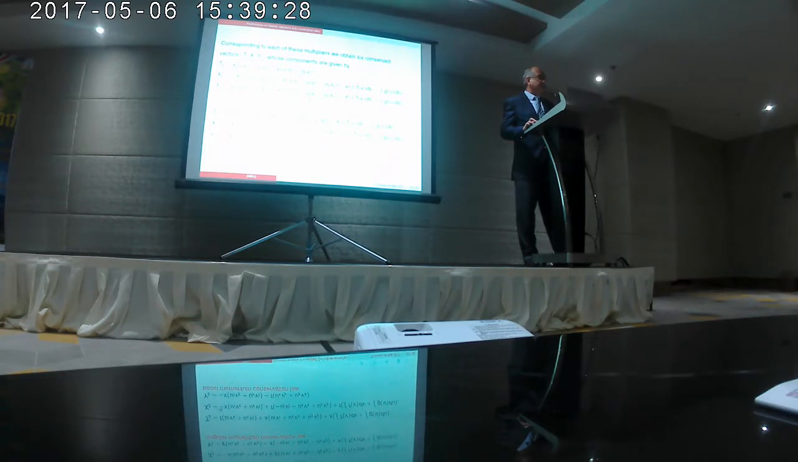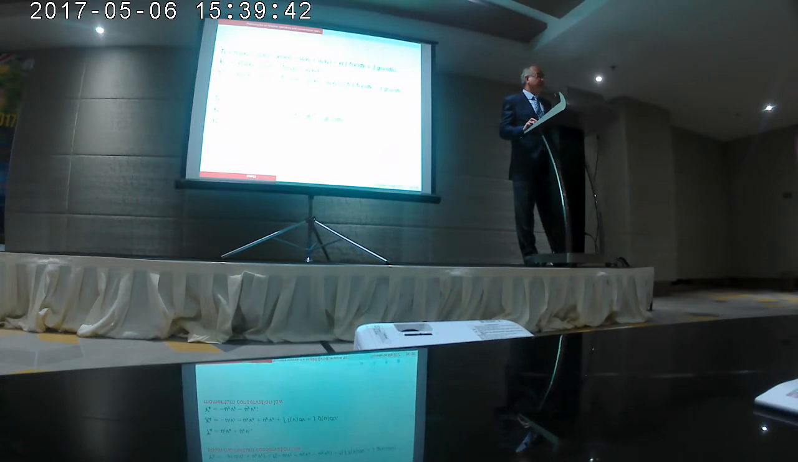Similarly, the second multiplier gives us this conserved vector, and this is boost momentum conservation law. So these are the expressions for the conserved vectors corresponding to multiplier 3 and 4 and 5 and 6, and the last one is the energy conservation law. So that was case 1.